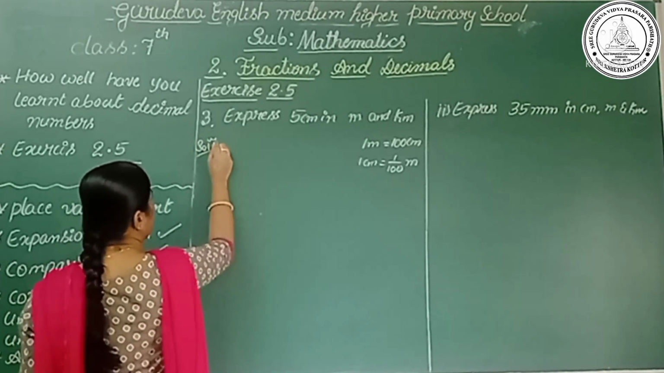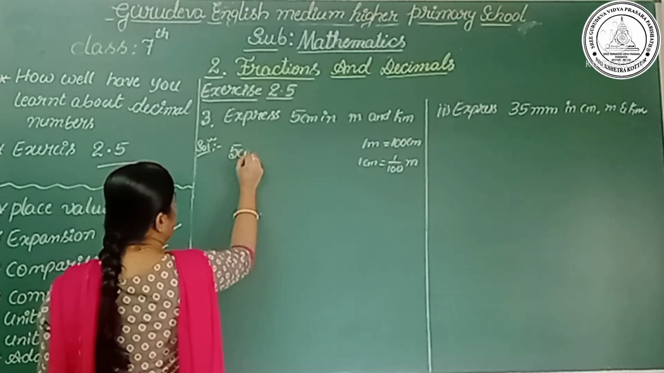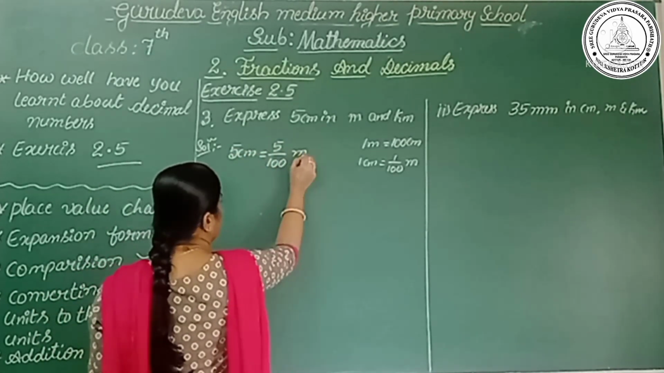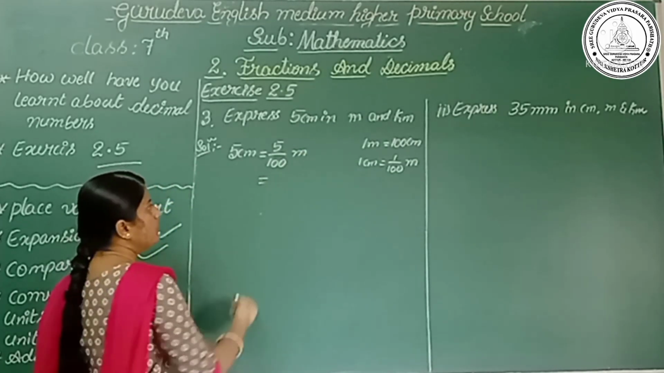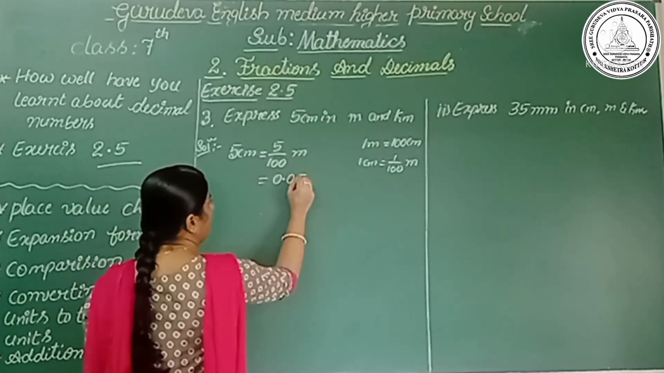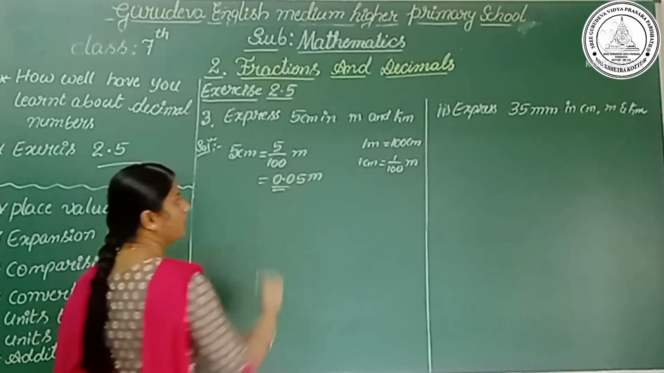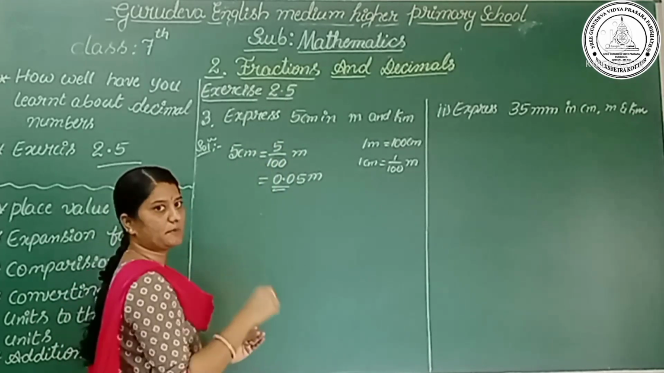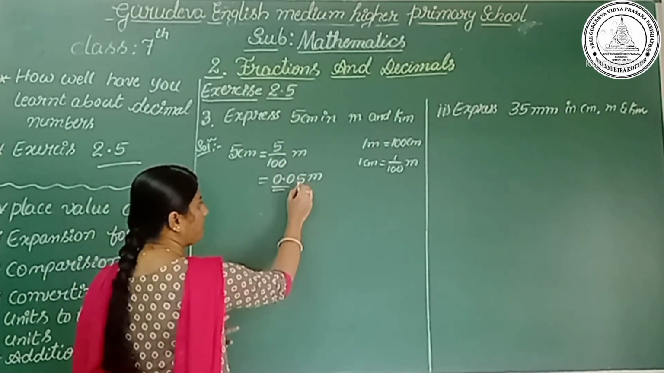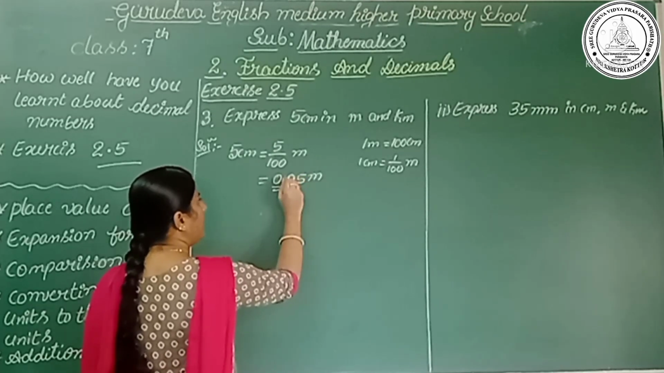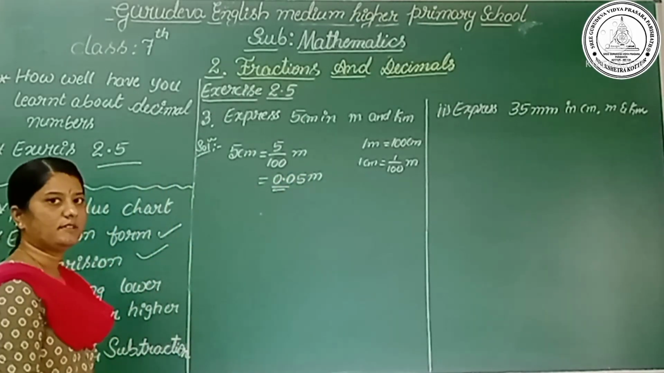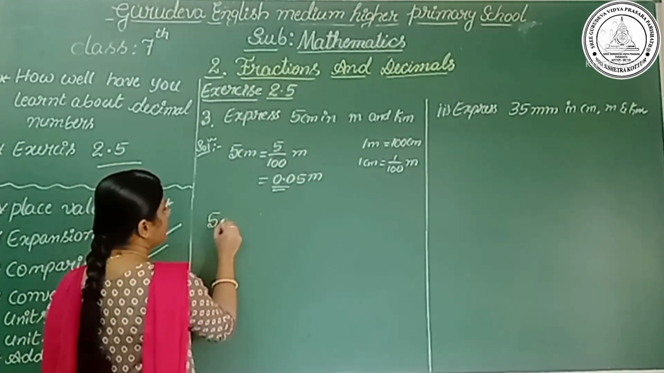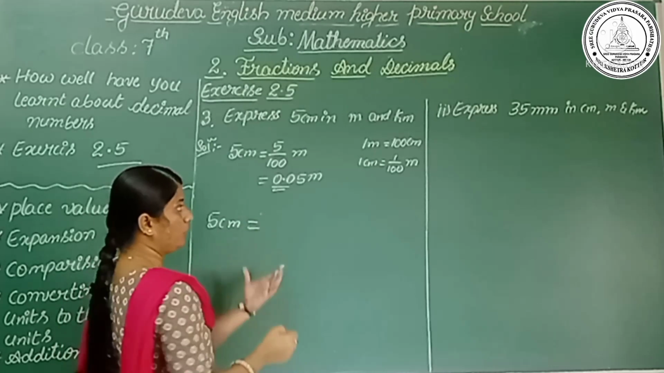Right? Then let's write your solution. 5 centimeter is equal to 5 by 100 meter. If you write in decimals, that is 0.05 meter. Clear? In the denominator there are 2 zeros, so we have to place the decimal point after 2 places. After 5 there is no number, so just add 0 and give the point, and it is 0.05 meter. Then in the same way, 5 centimeter in kilometer, right?